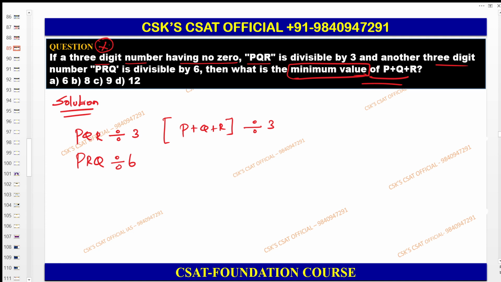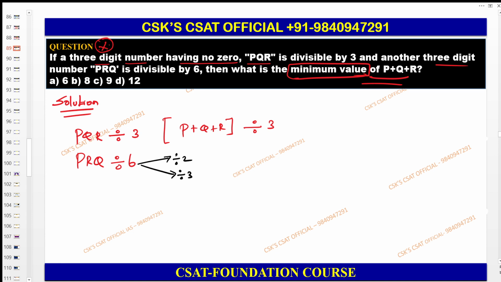Now listen very carefully. What is the condition which we have discussed for the divisibility by 6? It must be divisible by 2 and 3. Then only the number is divisible by 6.